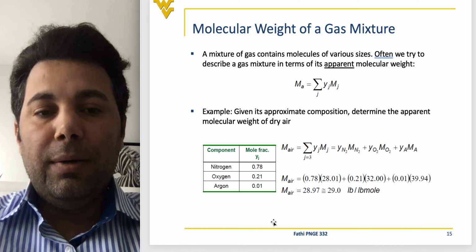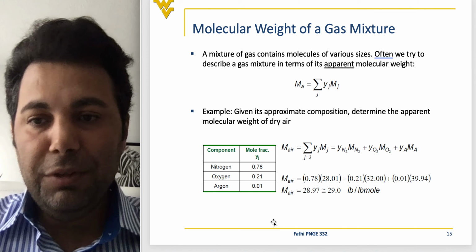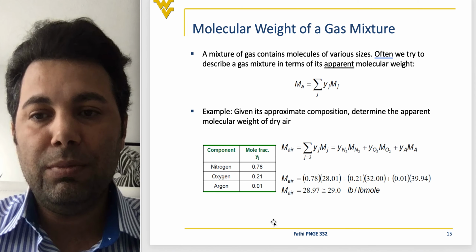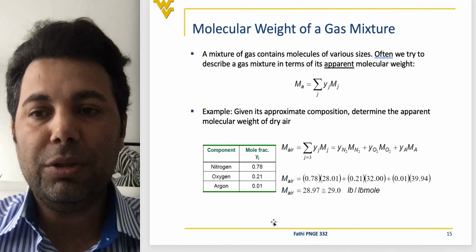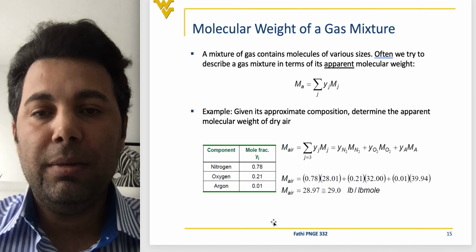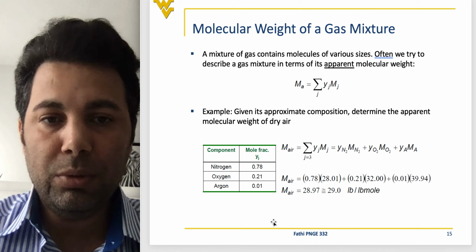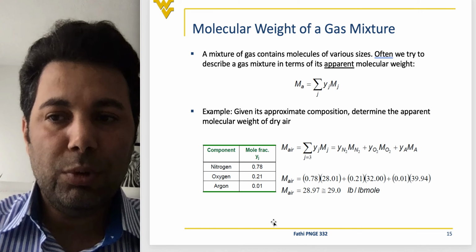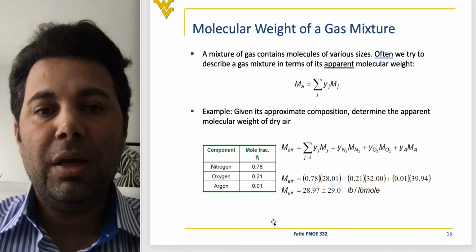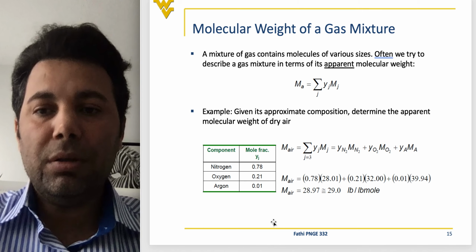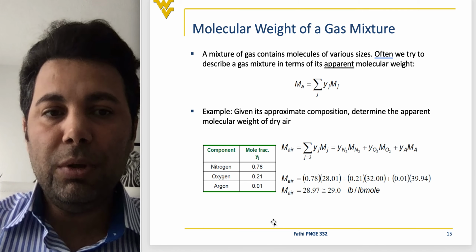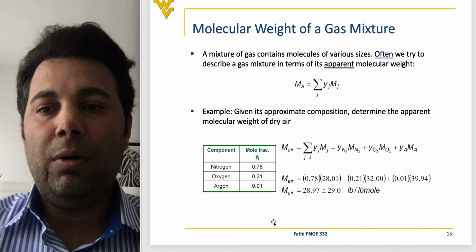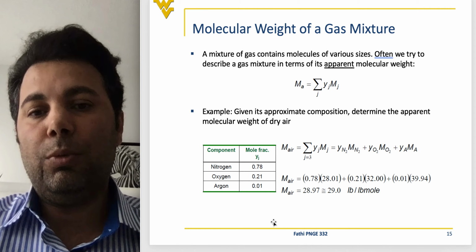So what about the molecular weights? If the partial pressure of component A is the mole fraction of component A times the total pressure, and the partial volume is the mole fraction times the total volume, I can define the apparent molecular weight as well. The apparent molecular weight is simply the weighted average of all the molecular weights based on their mole fraction.